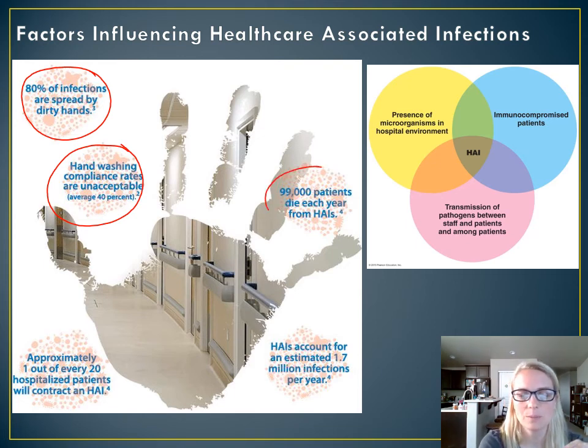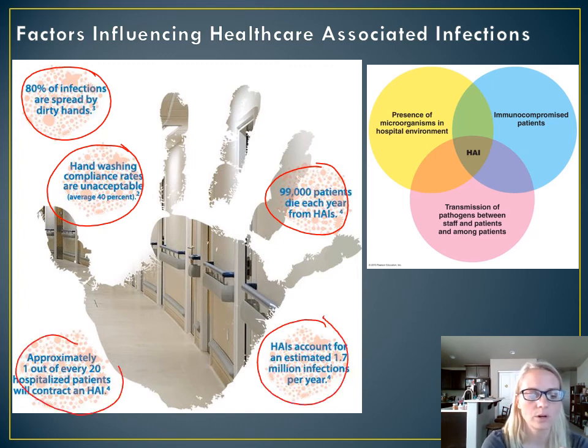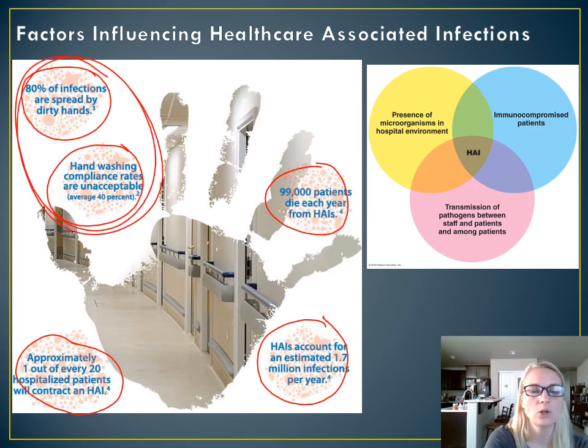So this has some of the same statistics we had. Almost 100,000 people die, 1.7 million infections per year, and 1 out of 20 people admitted are going to acquire a healthcare associated infection. So these are the two things that are new in this particular infographic: that 80% of them are spread by dirty hands, and that only 40% of people in healthcare situations wash their hands properly.